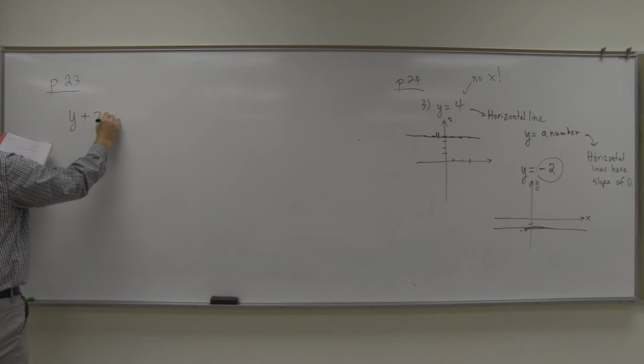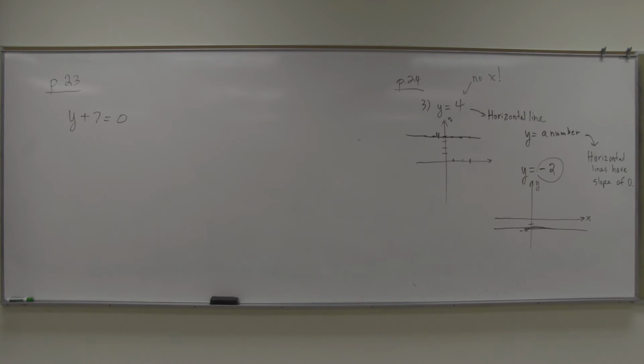Y plus 7 equals 0. Well, it's missing the x, so it's clearly a horizontal line, but I would prefer it, right? Subtract 7, y equals negative 7, and that tells you more descriptively, I guess, that this is a horizontal line and the y's are negative 7s. So those are pretty easy to graph if you know what it is you're dealing with.